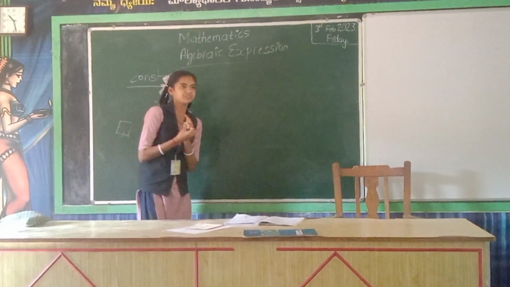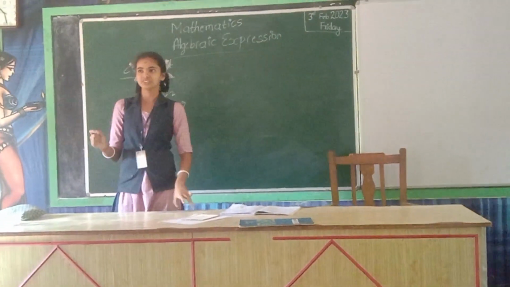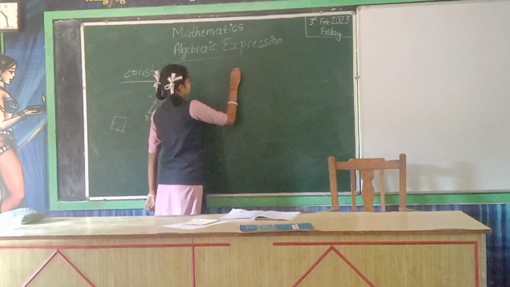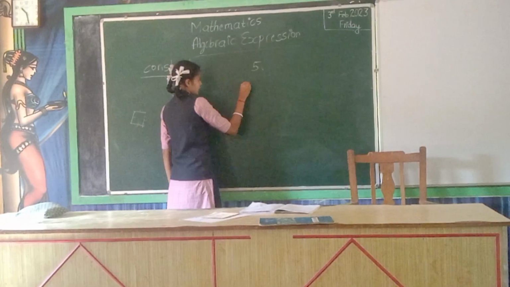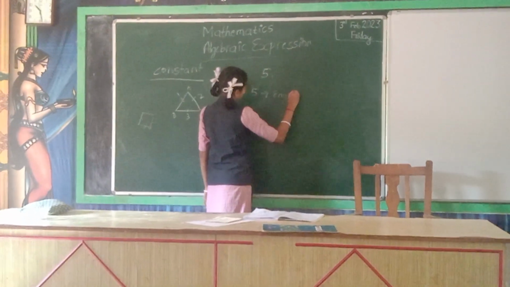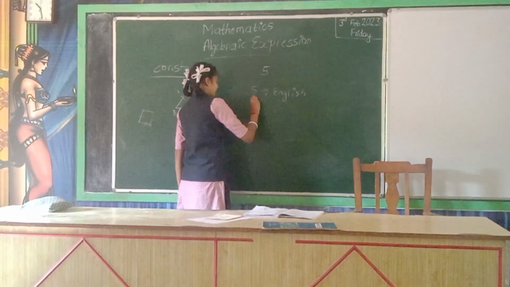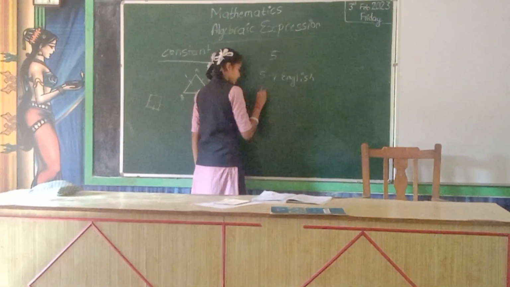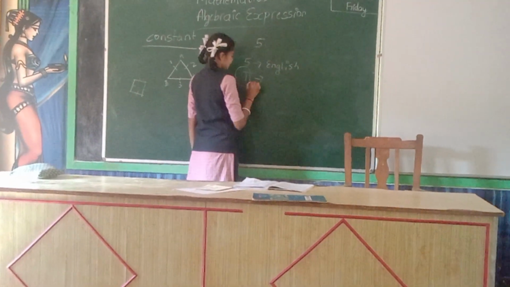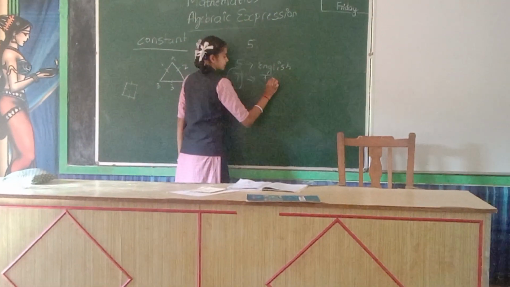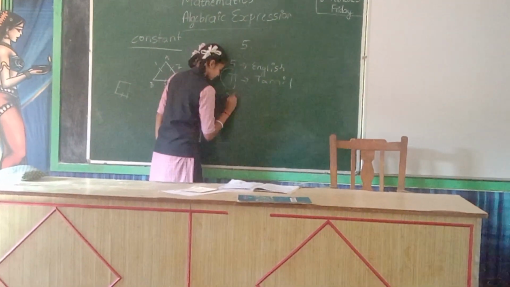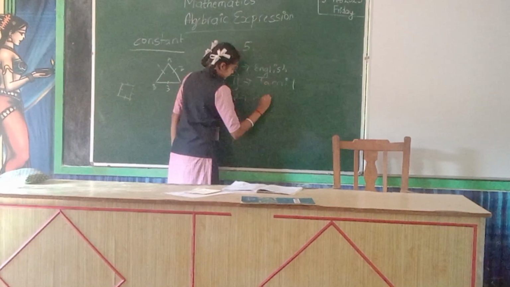Constant means a numerical value that we can't change according to the condition or situation. For example, let me take 5. 5 is written like this in English. This is 5 in Tamil. In Kannada.